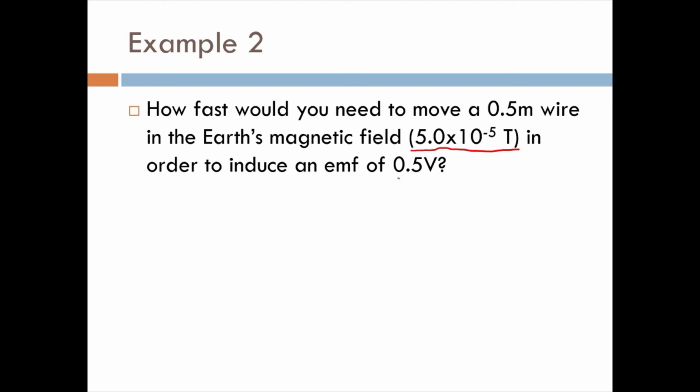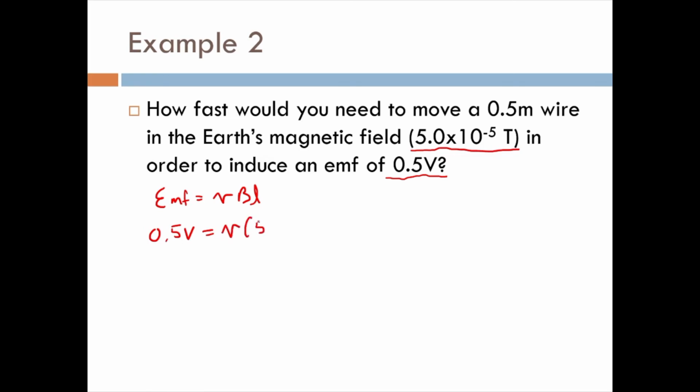And we want to induce an EMF of 0.5 volts. So that'll probably be enough to power a small calculator or LCD display clock or something like that. Alright, so let's calculate that. According to our equation, EMF is V B times L. We want to generate 0.5 volts. We want to move at a certain speed.